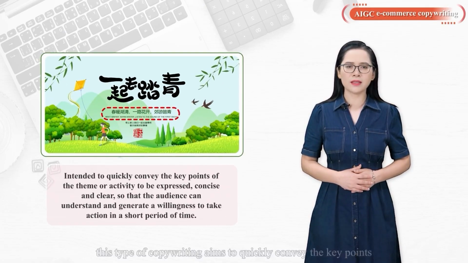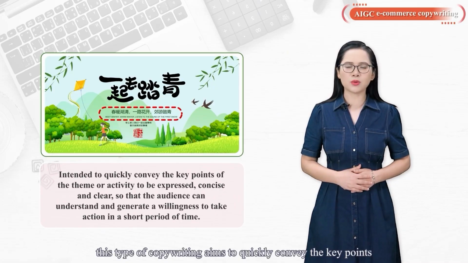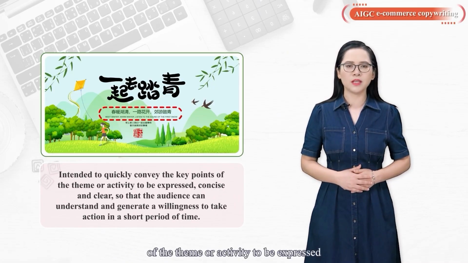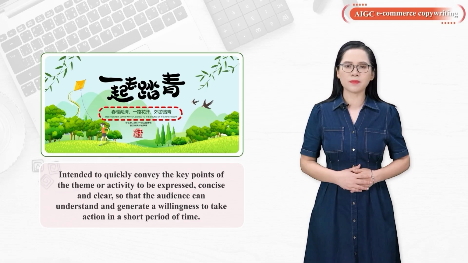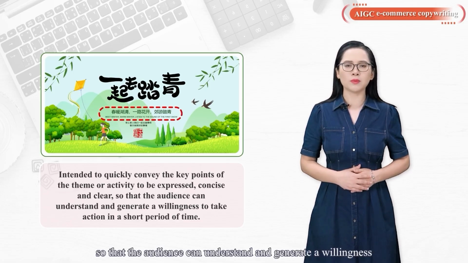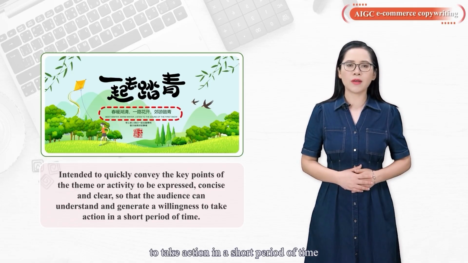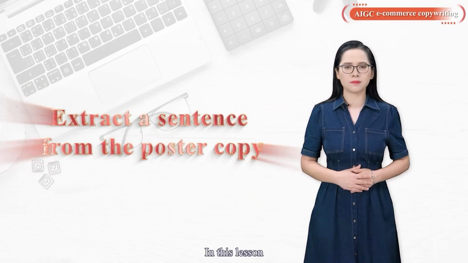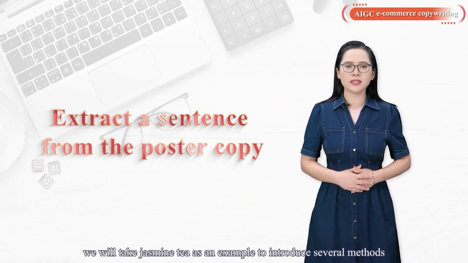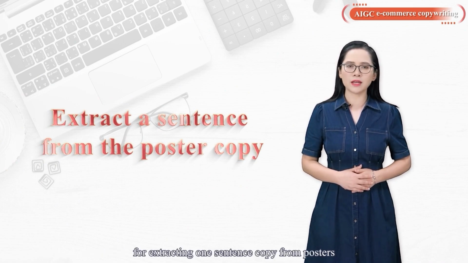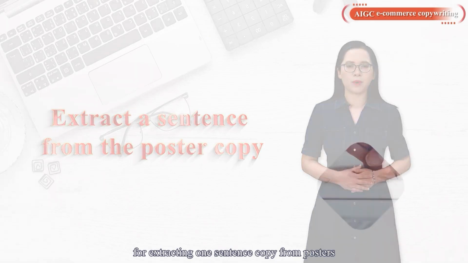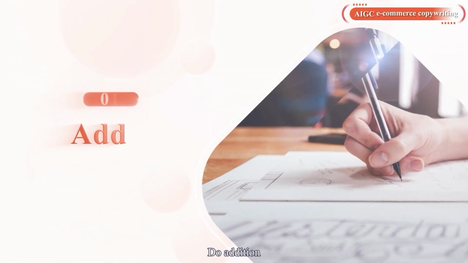Usually, this type of copywriting aims to quickly convey the key points of the theme or activity to be expressed, be concise and clear, so that the audience can understand and generate a willingness to take action in a short period of time. In this lesson, we will take jasmine tea as an example to introduce several methods for extracting one-sentence copy from posters. Do addition.